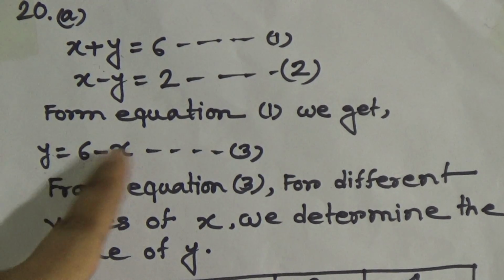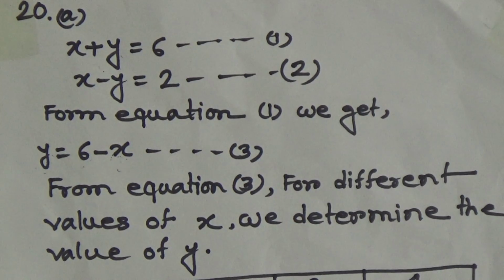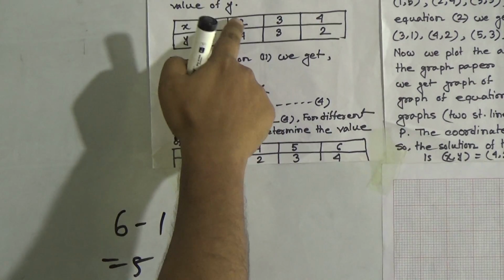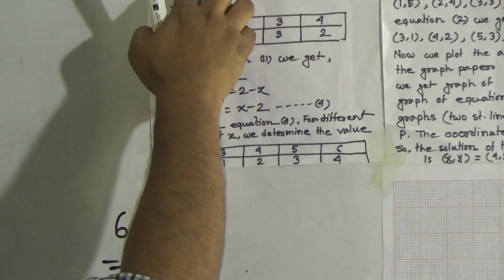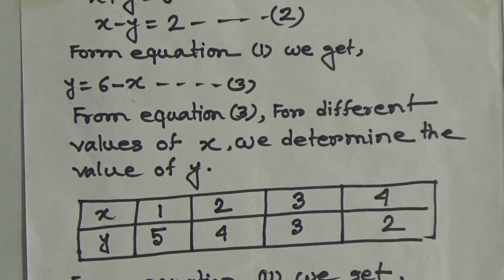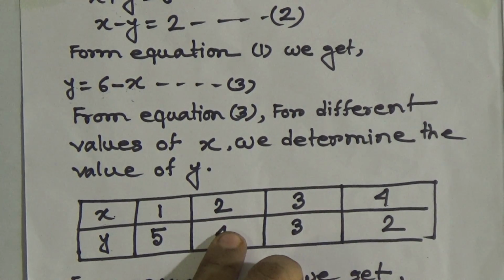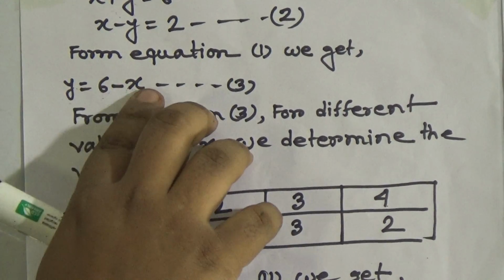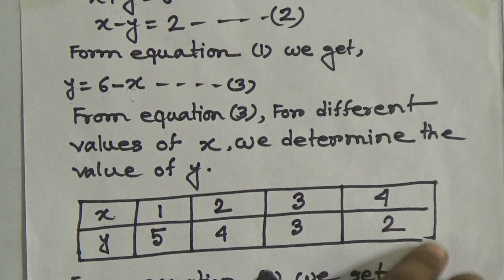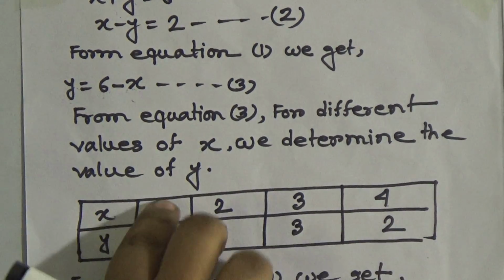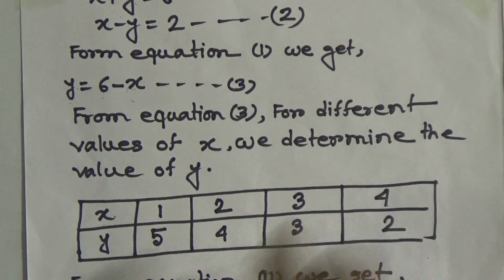So here, when the value of x is 1, then it will be 6 minus 1, which is 5. So when x is 1, the value of y is 5. When the value of x is 2, that means instead of x, we write 2 here. So 6 minus 2 equal to 4. So 4 is the value of y. Again, when we put x equal to 3, then we get 6 minus 3, which is 3. So 3, 3. When we put x equal to 4, then we get y equal to 2. So (1, 5), (2, 4), (3, 3), (4, 2) are the points.